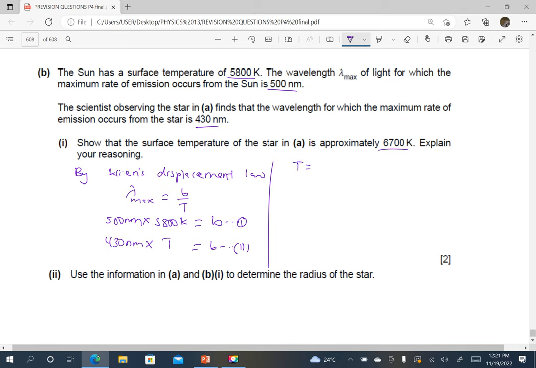So T is going to be equal to 500 nanometers divided by 430 nanometers times 5,800 Kelvin. So I'm pressing the calculator, 500 divided by 430, times 5,800. So this is equal to 6,744 Kelvin. So the temperature is approximately 6,700 Kelvin.